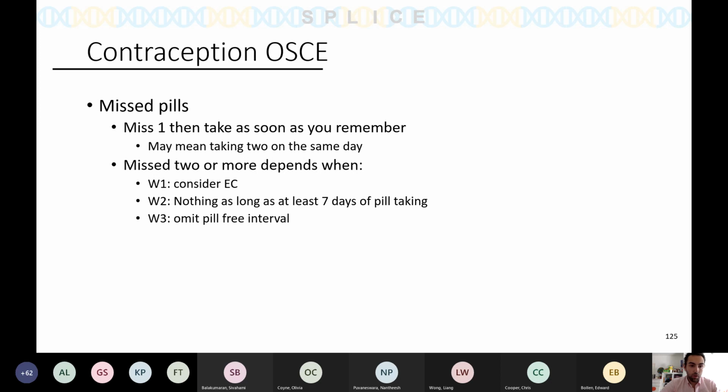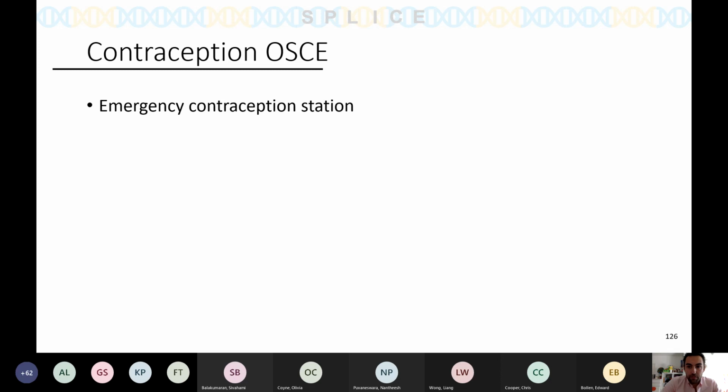But basically, in week 1, you consider giving emergency contraception. Week 2, nothing, as long as there's been at least 7 days of pill taking. And then week 3, you don't do anything, but you just omit the pill-free interval, so you carry on taking, basically. That's very basic. And then just to finish off, we'll go through the emergency contraception station.